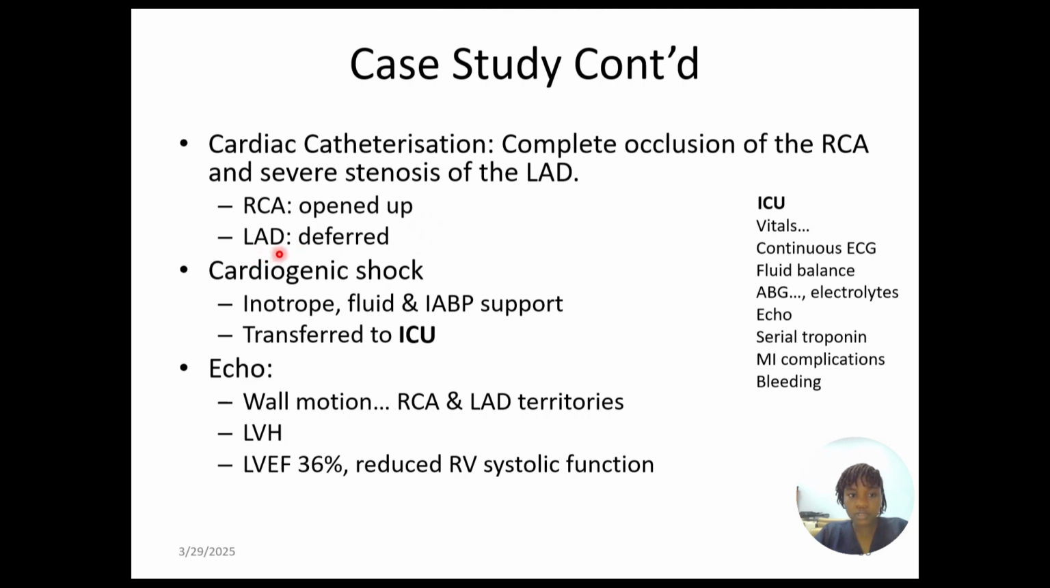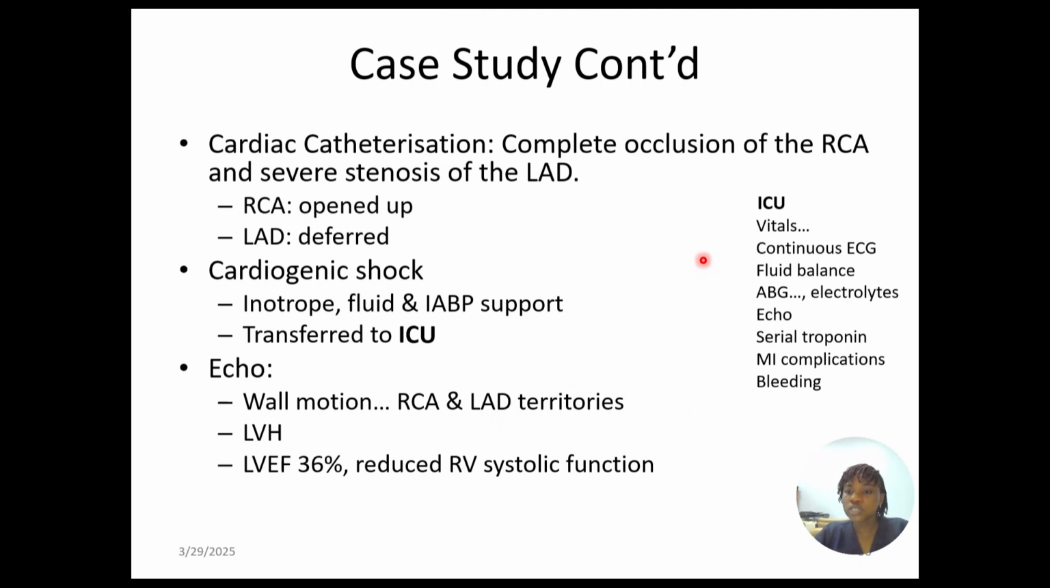However, the left anterior descending artery wasn't touched, and opening it was deferred as a result of the patient becoming hemodynamically unstable during the procedure. So he went into cardiogenic shock and had to be commenced on inotropes, IV fluids, and intra-aortic balloon pump support. He was then transferred to the ICU, where his vitals were monitored closely and continuously in real time.